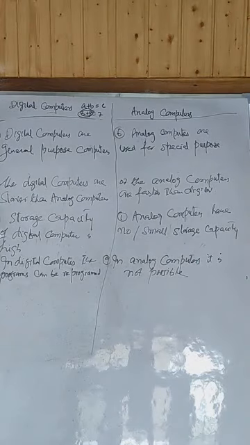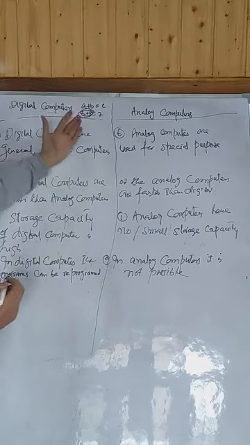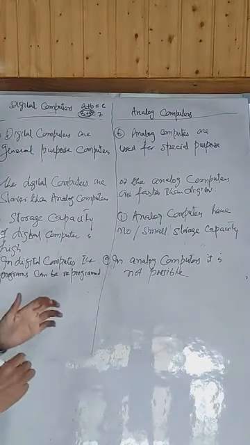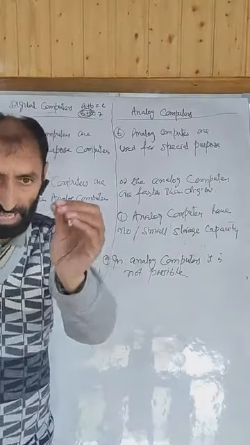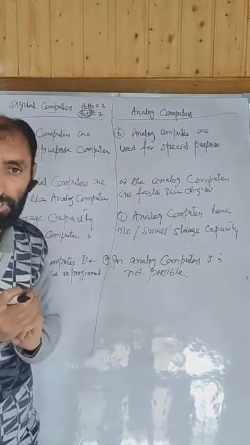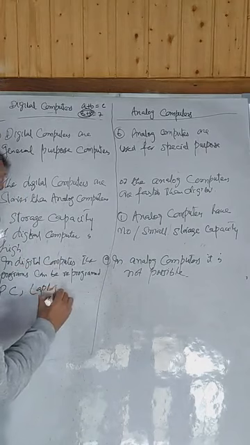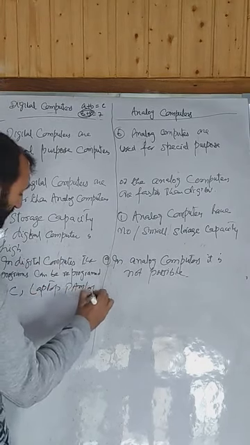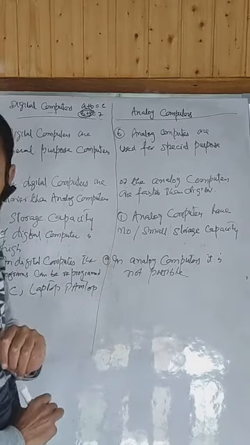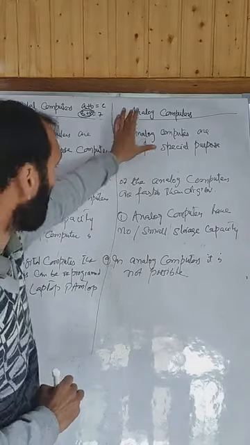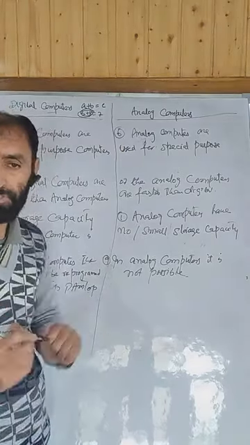Examples of digital computers: laptops, desktops, personal computers, palmtops. These are the examples of digital computers. Whereas in analog computers, a thermometer, a digital thermometer is an example of analog.